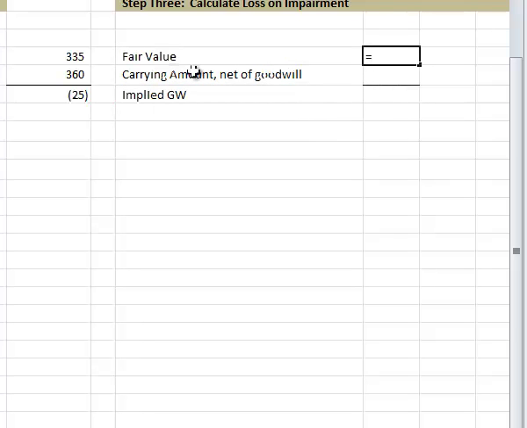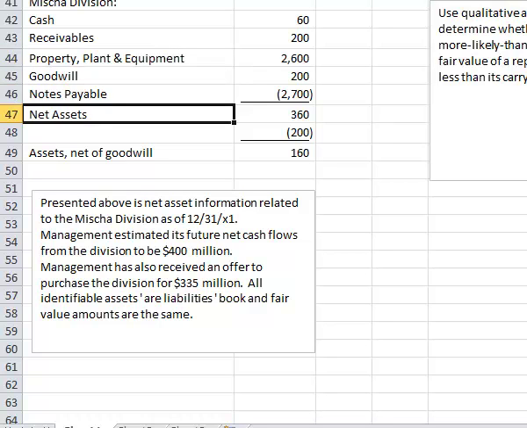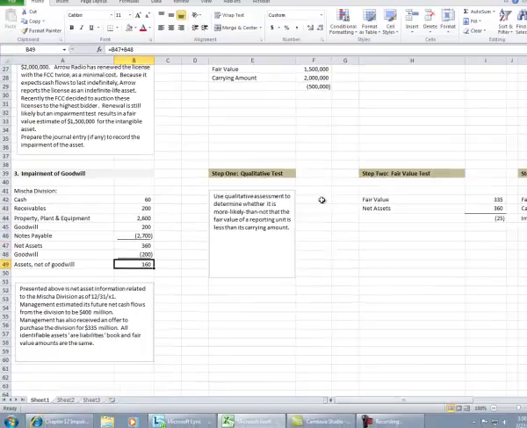I'm going to take the fair value of that division, which I've already determined to be $335, and I'm going to subtract out the carrying amount of that division outside or net of goodwill. So I've calculated that here. I've got $360 as net assets. I subtracted out goodwill, and I've got assets net of goodwill of $160. So what's on my books? I've got $160 excluding goodwill.